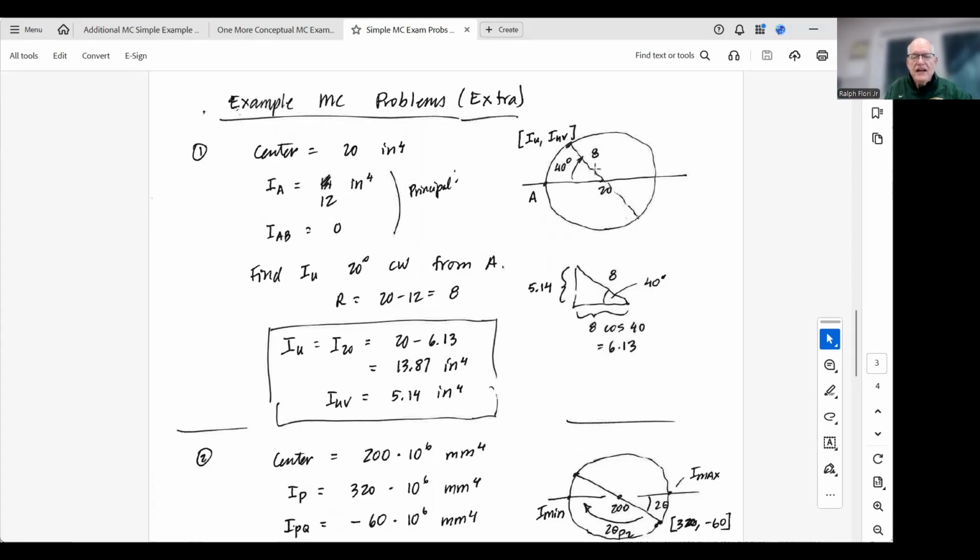The radius is 8, and that gives you enough information to build out this triangle. So 8 sine 40 is 5.14, and 8 cosine 40 is 6.13. So the coordinates of this point are: the center, 20, minus 6.13, is 13.87. And then the product of inertia at that point is 8 sine of 40, which is 5.14.